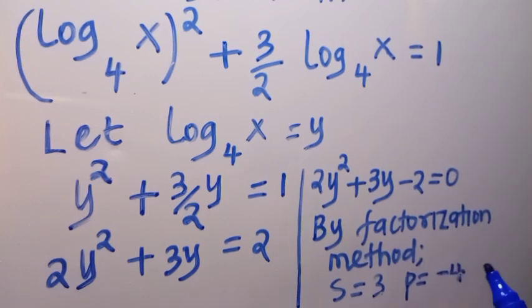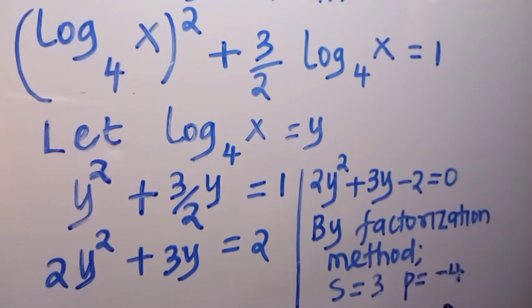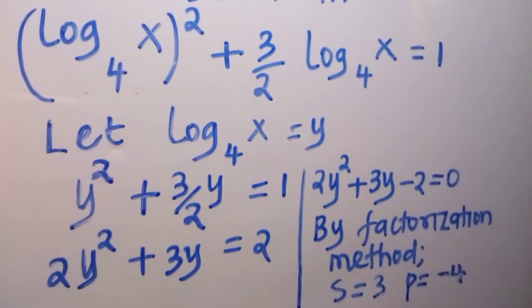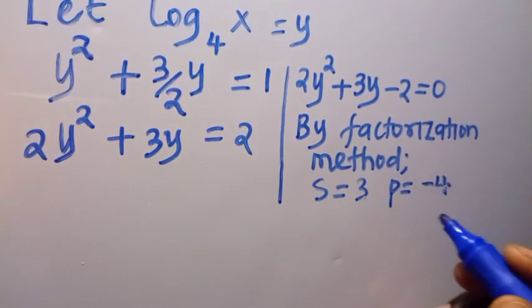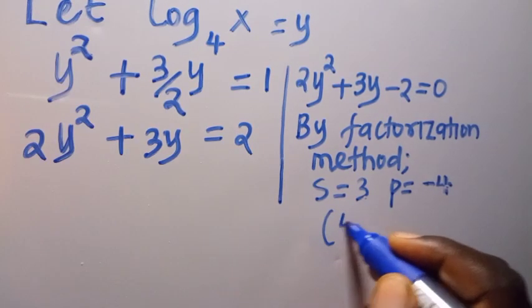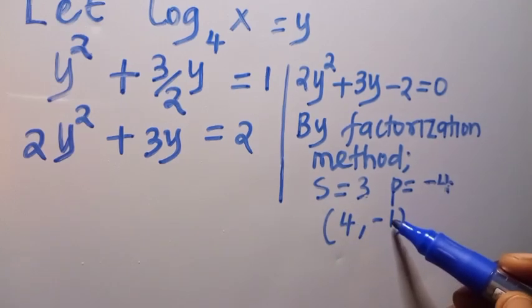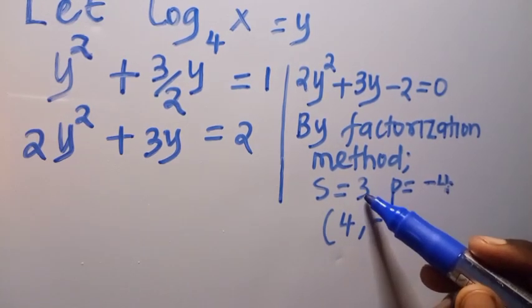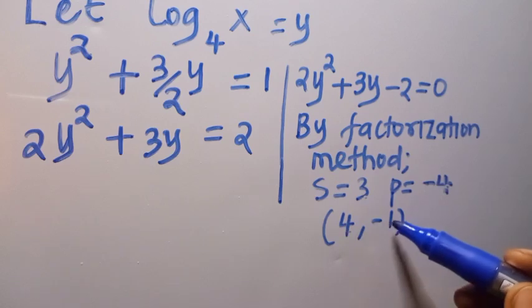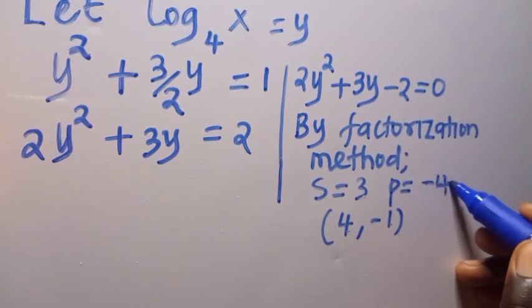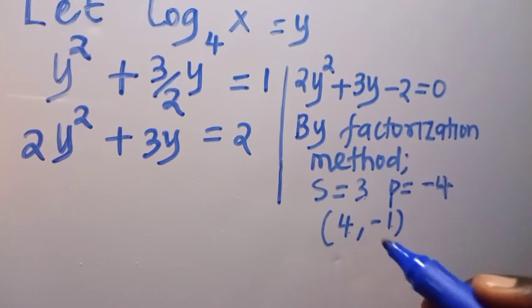The two numbers can be 4 and negative 1, because if we say 4 plus negative 1, it will be positive 3, and if we say 4 times negative 1, it will be negative 4. Therefore the two numbers are 4 and negative 1.